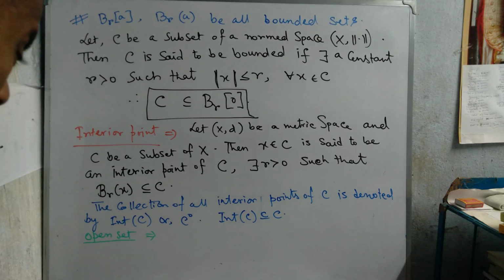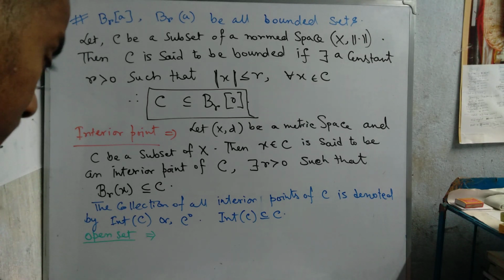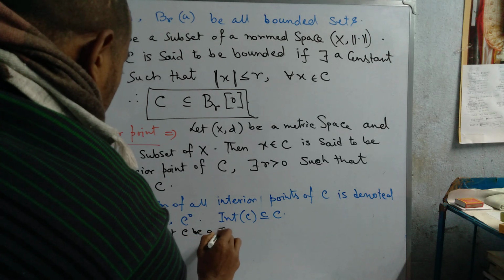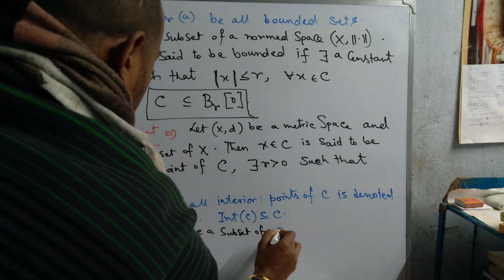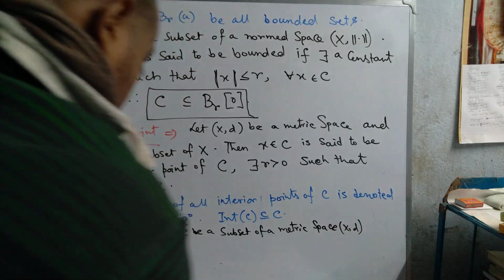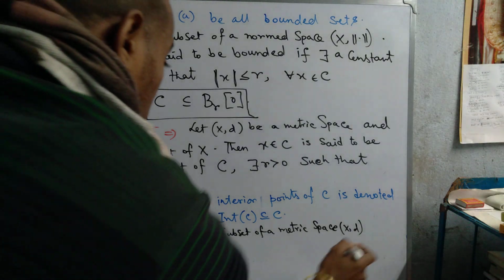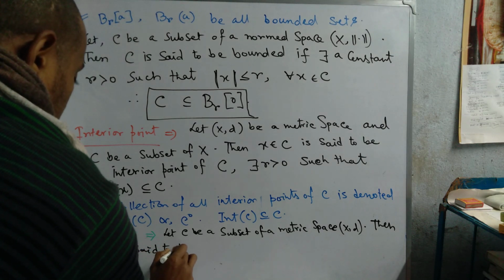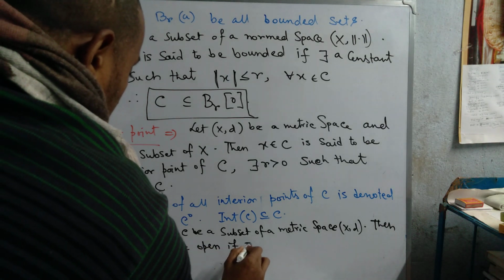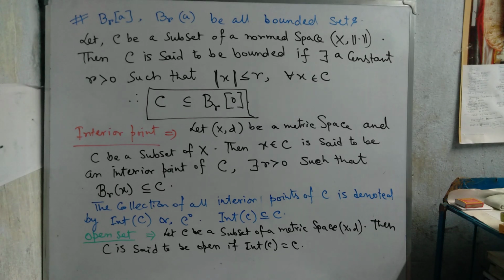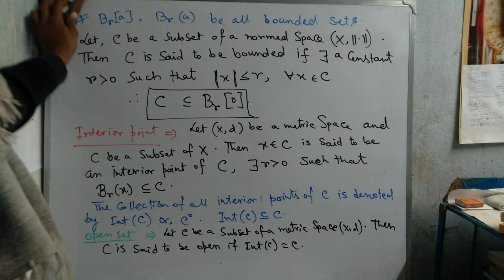Okay, let C be a subset of a metric space (X, d). Then C is said to be open if the interior of C equals C. I think this is not a problem at all. Okay, we now erase that portion and go on to further discussion.